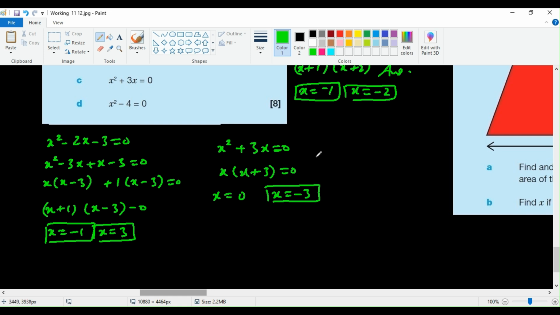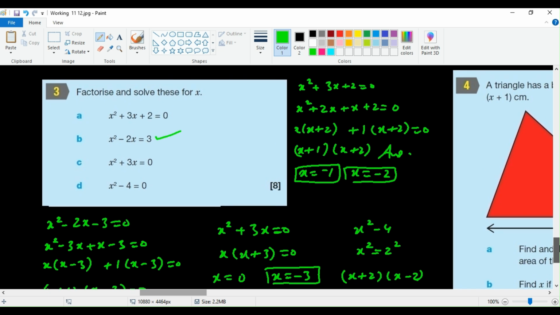When it comes to part D, it says x squared minus 4. That means x squared minus 2 squared. That means x plus 2 and x minus 2 are the two factors, and x will be equal to -2 and x will be equal to +2, since the question is asking you to find the value of x.